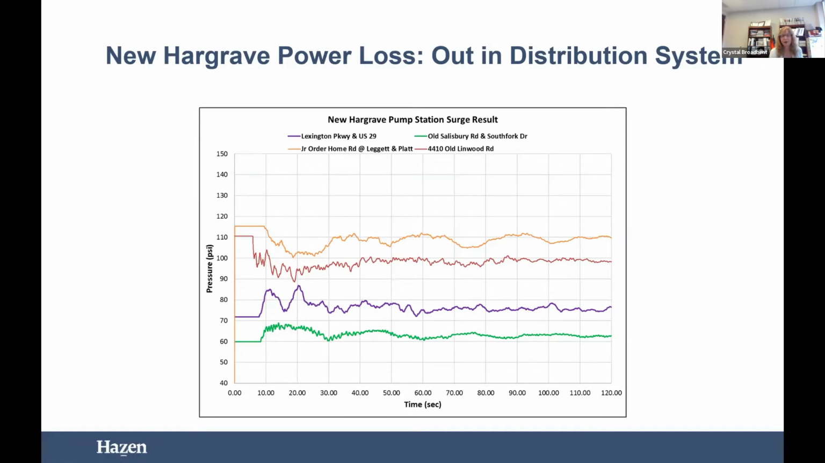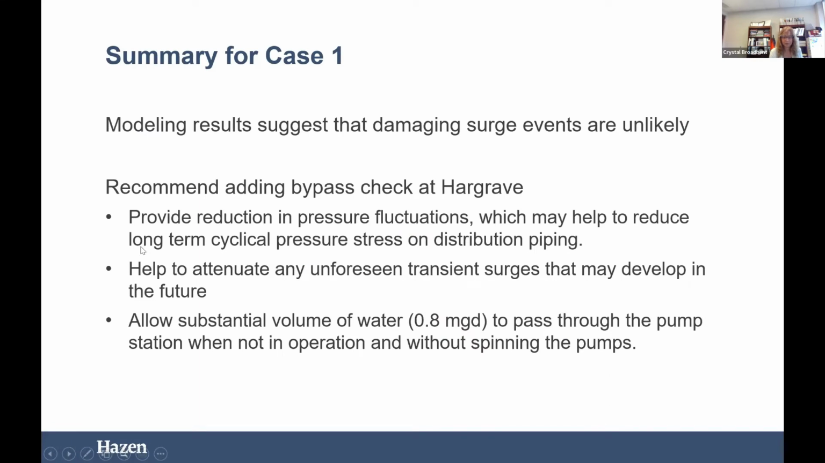bypass check valve at the pump station, so that the water would go through the check valve, not through the pump. And so the pump can come to a complete shutdown. And then with this new design, you can see that our pressures in the system were all fine. We were above 0. We weren't exceeding any max pressure issues. And that was just fine.